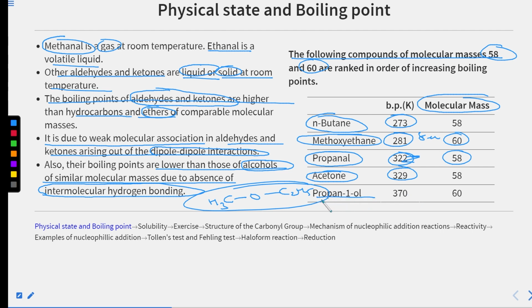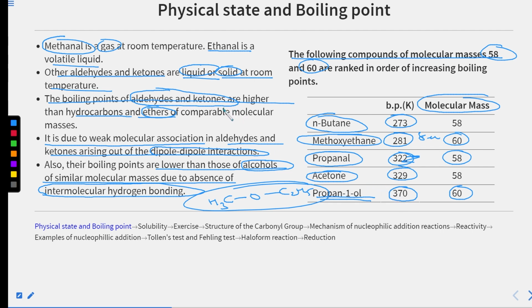At last, we have propanol, which is an alcohol, and alcohol, as you can see, has a very high boiling point as compared to all of these functional groups. And why is it so? It is due to the intermolecular hydrogen bonding. So again, I am repeating, intermolecular hydrogen bonding has the highest priority in case of comparison of boiling point, because this interaction is the strongest one. Then comes your dipole-dipole interaction. At last comes your van der Waals interaction. And here also we have kept the molecular masses almost comparable.